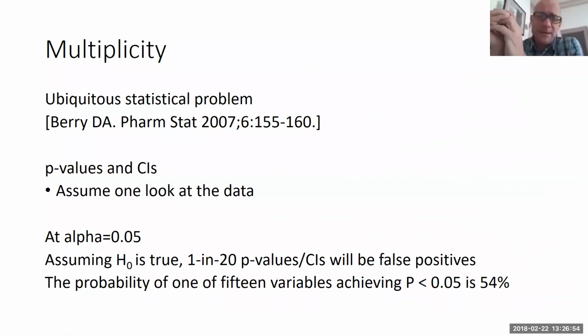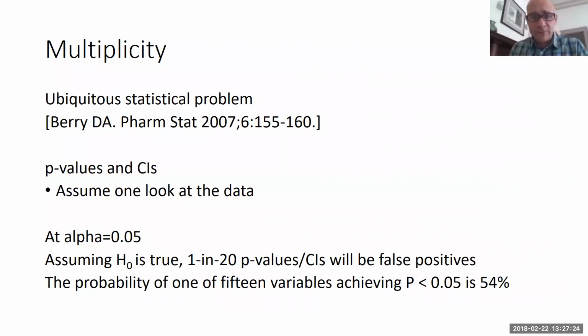If you did a PubMed search or a Google Scholar search, you'd come up with hundreds of papers on statistical multiplicity. So the issue with statistical multiplicity is, as you know, p-values and confidence intervals assume one look at the data. But what if you're doing multiple looks at the data? Well, the p-value assumes that the null hypothesis, in other words, H0, is true. If the null hypothesis is true, then 1 in 20 p-values or confidence intervals will be false positives.